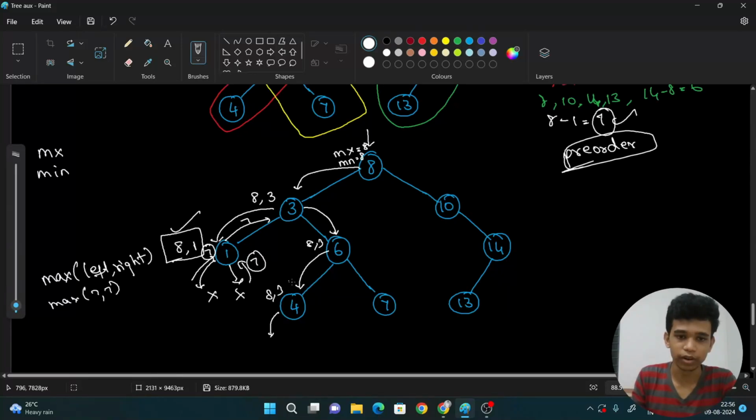Here also 8, 3 only. Then while going to this null, I want to take the absolute difference. What is the absolute difference? It is 5. So I will pass 5. Here also I go null. Here also I pass 5. And what's the maximum? I can say it is 5.